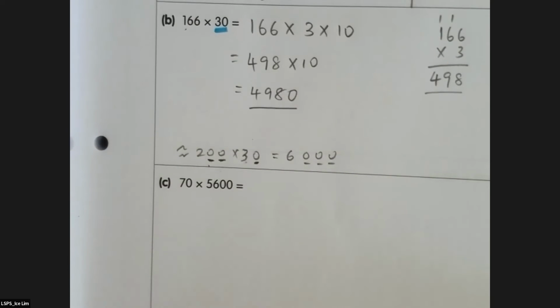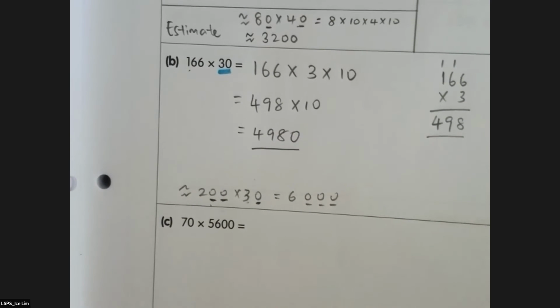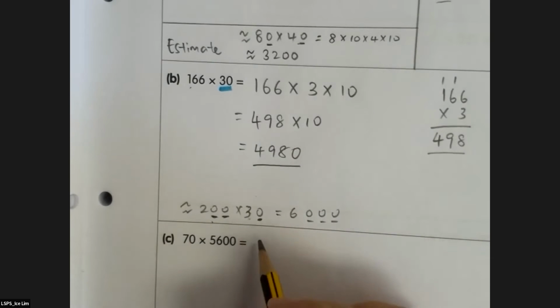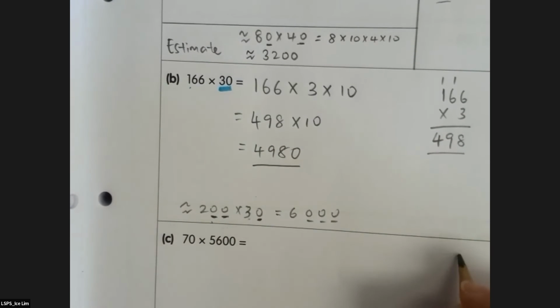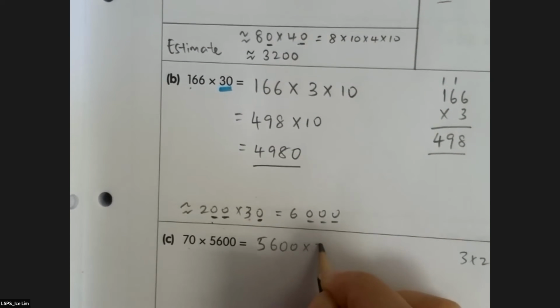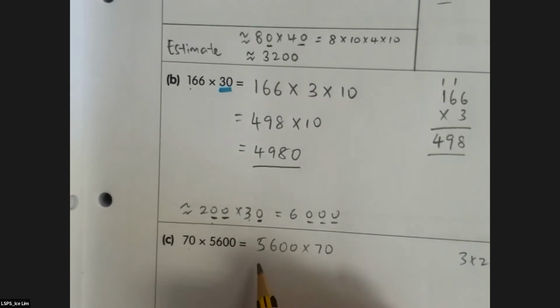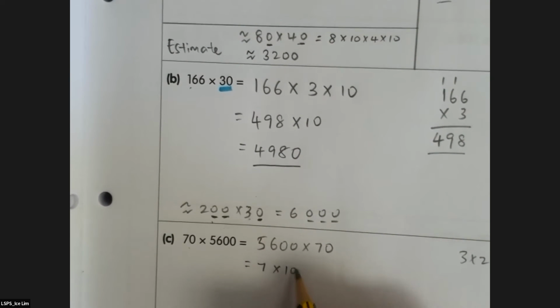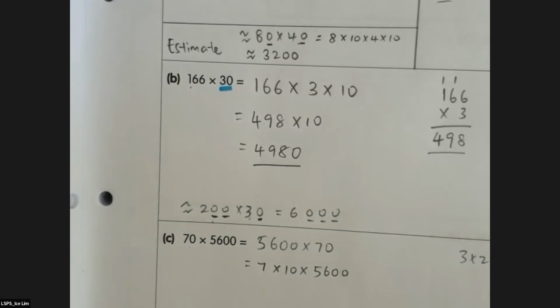Okay? Can or not? Now, for the next question, I move on. Because now I know that 3 times 2 is equal to 2 times 3, the sequence doesn't matter, I can swap them around. I can look at this and say it's like this. Same thing. Or I can just do 7 times 10 times, also the same thing. I can also do 10 times 7 times 5,600.